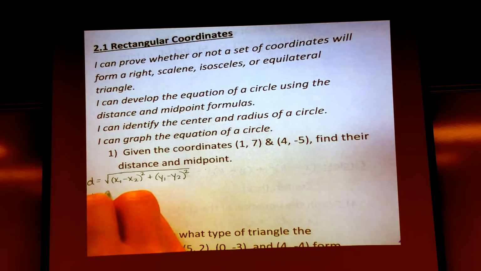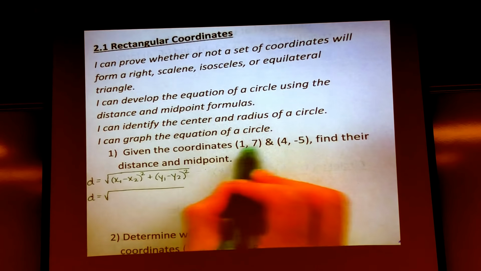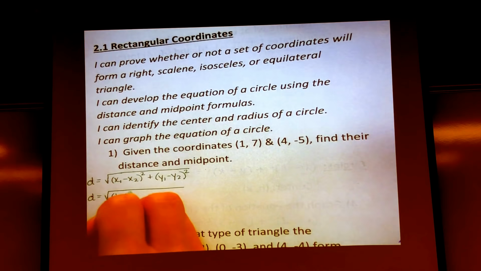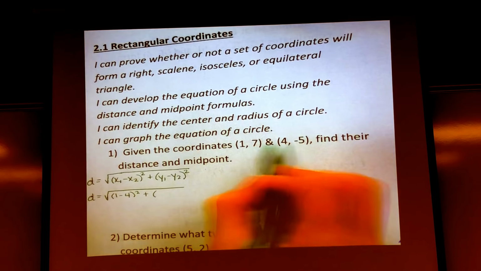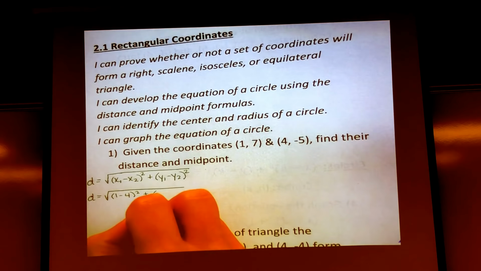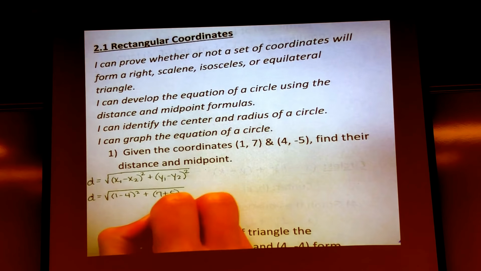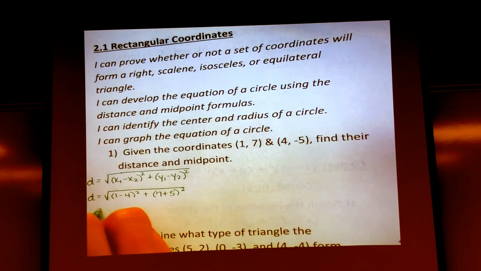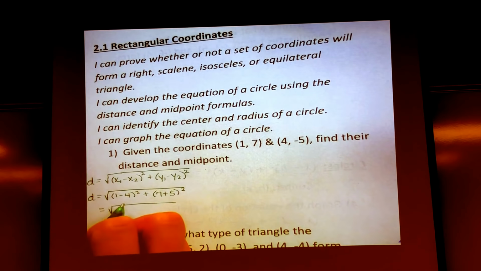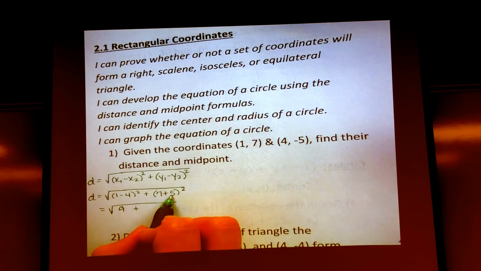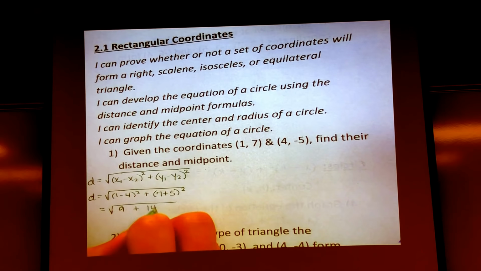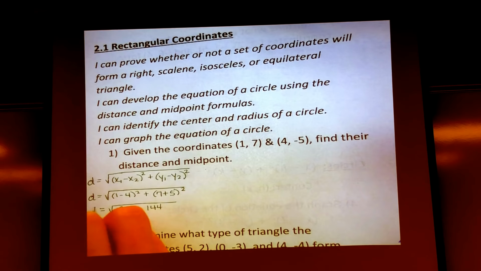So we are going to take, it doesn't matter which x value you start with, so we just take 1 minus 4 squared plus 7 minus negative 5, so that's really 7 plus 5. And then we simplify. So 1 minus 4 is negative 3, but negative 3 squared is 9. 7 plus 5 is 12, but 12 squared is 144. So we end up with the square root of 153.